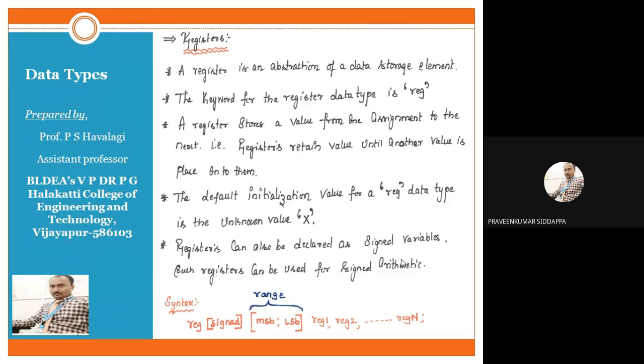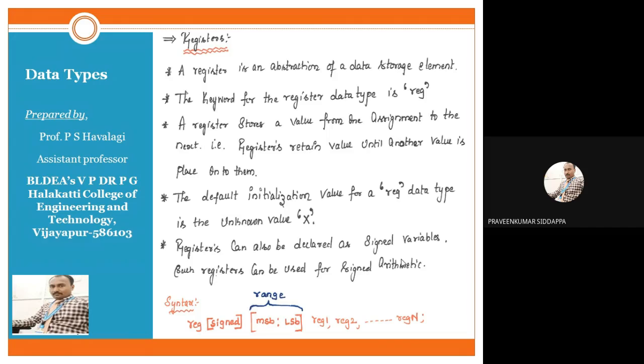Registers can also be declared as signed variables. Such a register can be used for signed arithmetic. Signed arithmetic is nothing but whenever we have a negative number in your code and you want to do multiplication or any arithmetic operations, at that time those also we will write by using register data types.